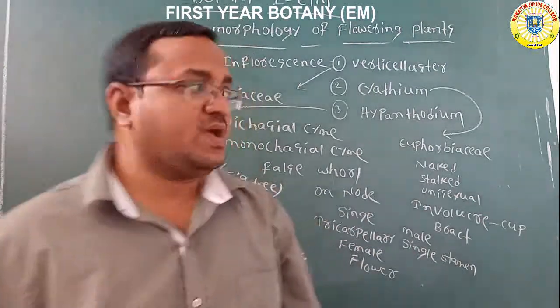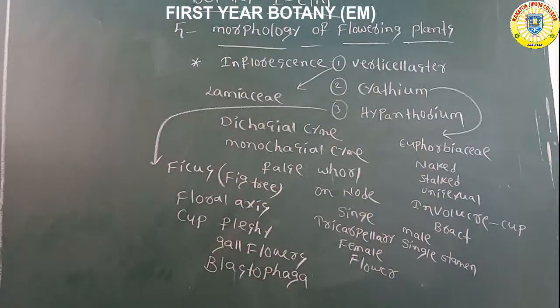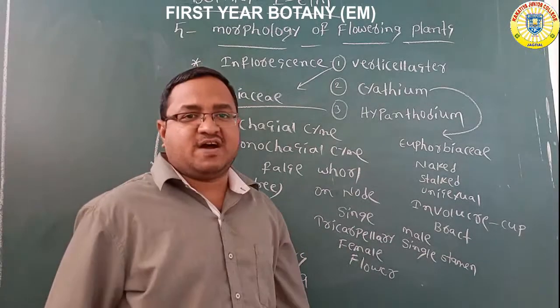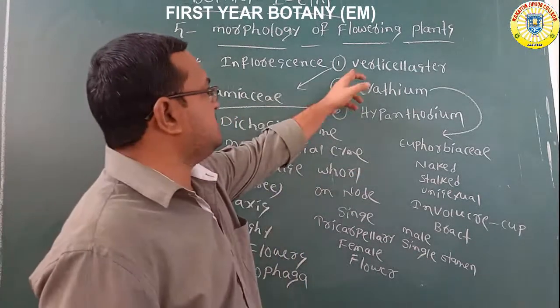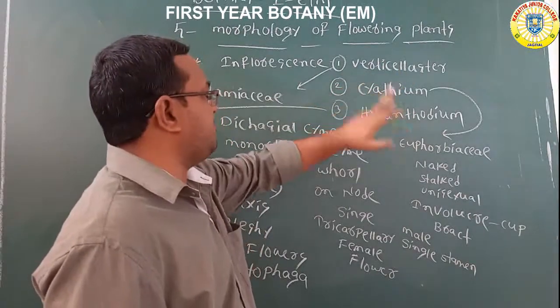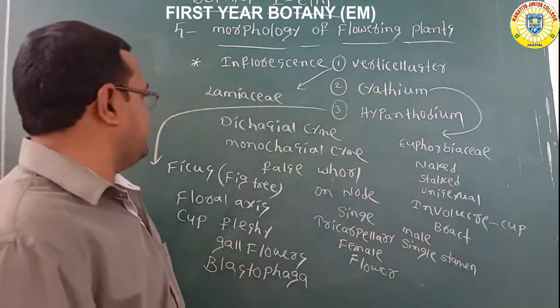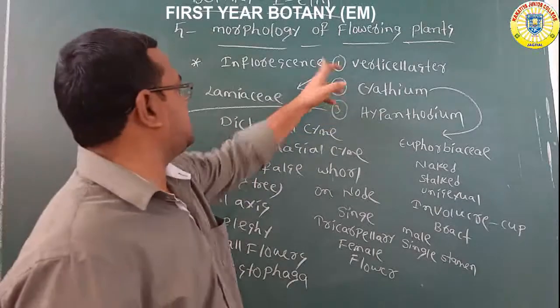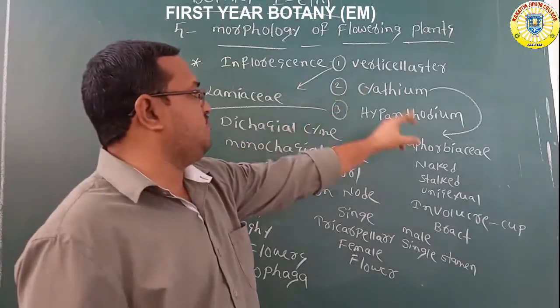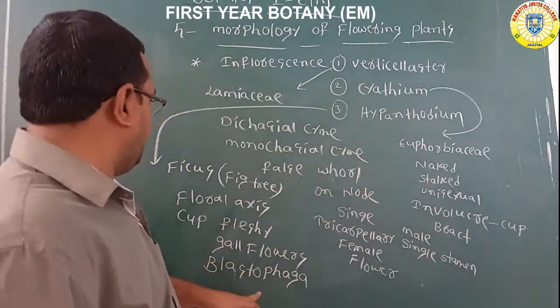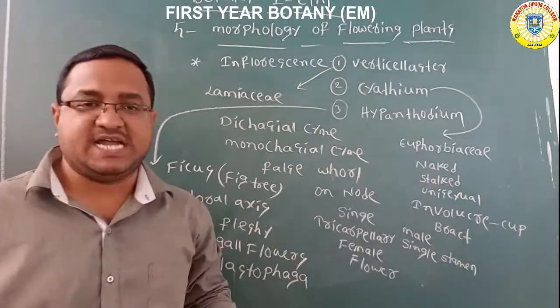So this is the hypanthodium inflorescence. So far we discussed three types of special inflorescence. One is verticillaster, second is cyathium, third is hypanthodium. Examples: verticillaster in the Lamiaceae family, cyathium in the Euphorbiaceae family, and hypanthodium especially in Ficus bengalensis.